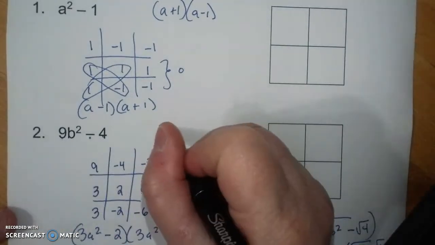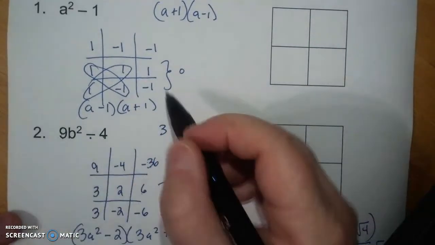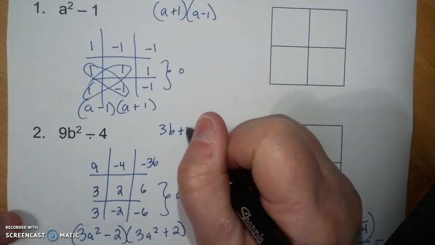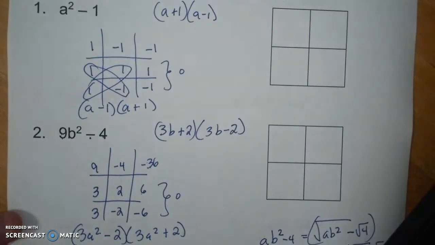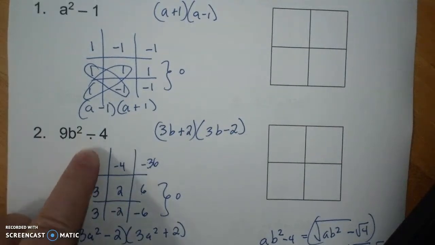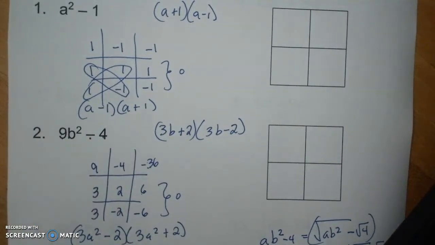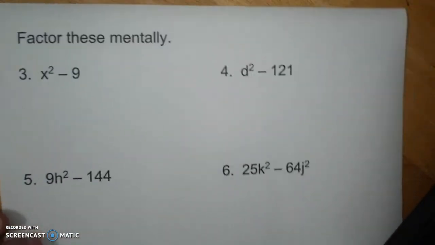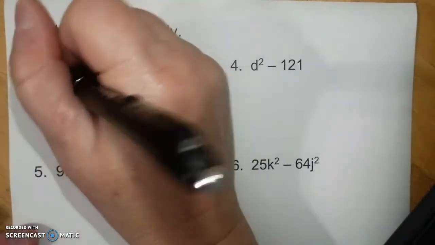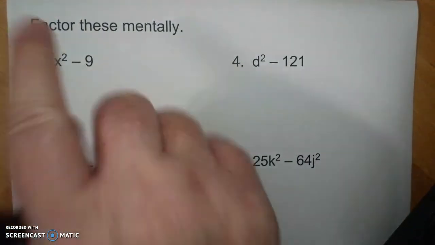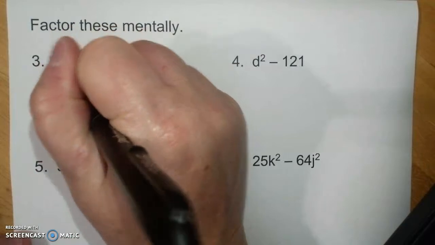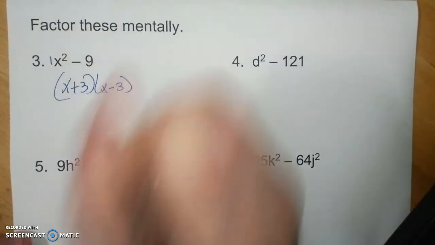Here's a square, 3 times 3. B plus 2, 3b minus 2. And you can put them in any order. So you need to recognize the difference of squares and when the middle terms will disappear. So let's look at these. Is 1 a perfect square? Yes. Is 9 a perfect square? Yes. X plus 3, x minus 3.